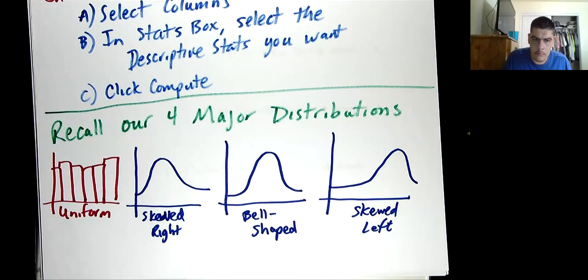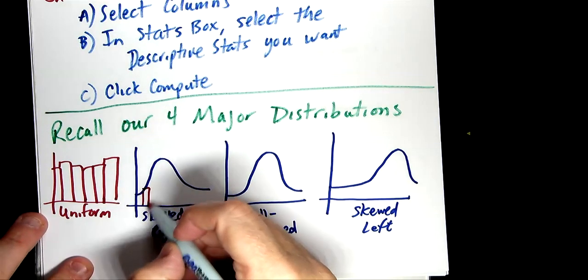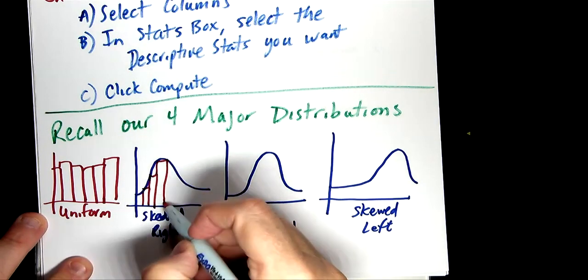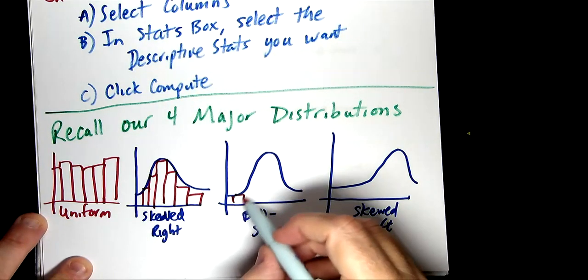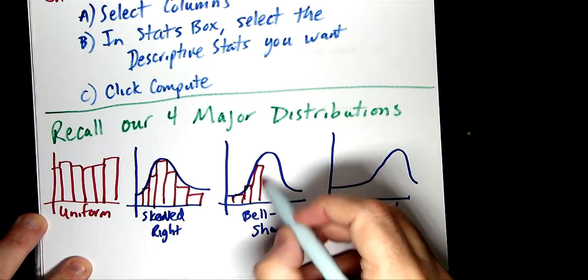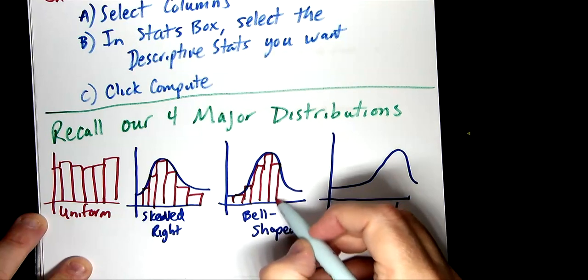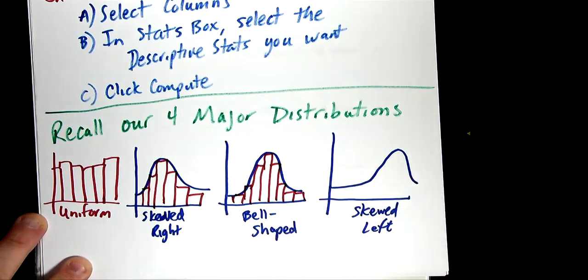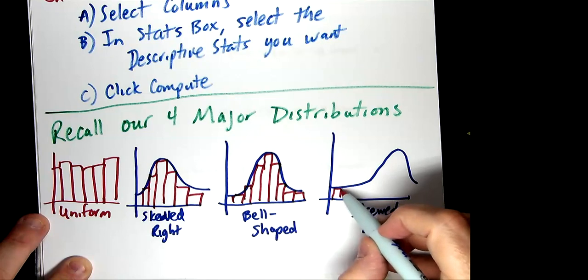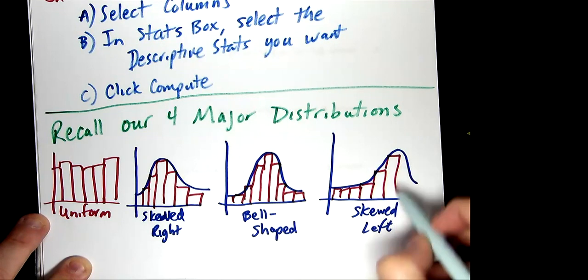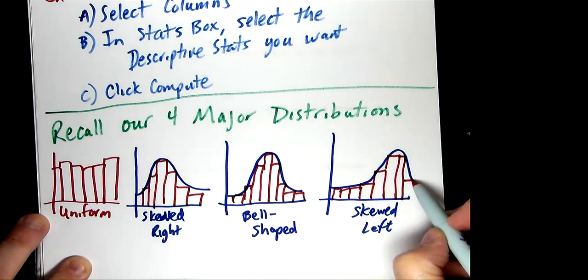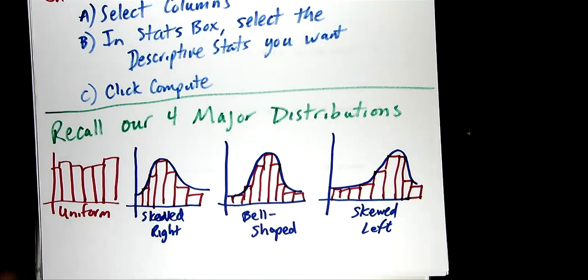Now, these skewed graphs would have columns in them to make them look like this. But if we put a curve over the top of them, we see that it looks something like that. It's skewed looking.